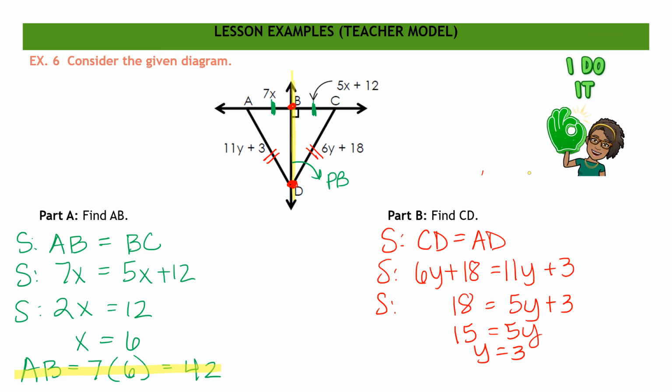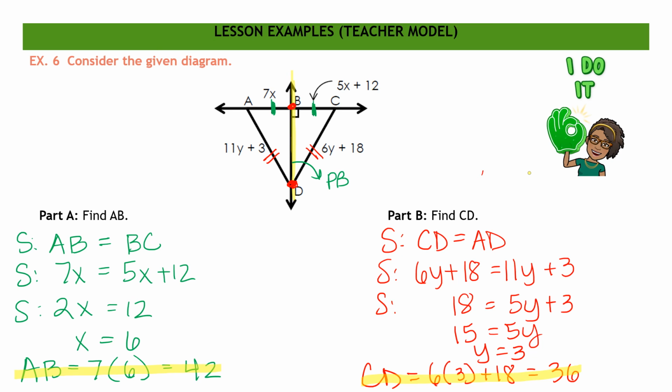And the question asks us to find the value of CD. So that means I'm going to plug it back in. So I get 6 times 3 plus 18. 6 times 3 gives me 18, and then 18 plus 18 gives me 36. So therefore, ladies and gentlemen, we are here with CD as 36.